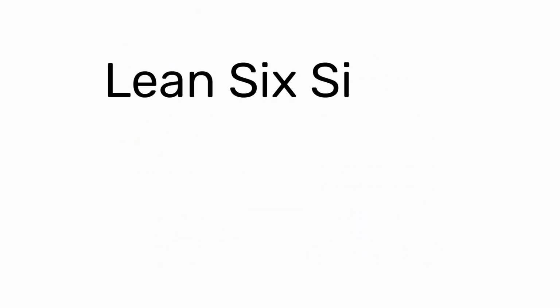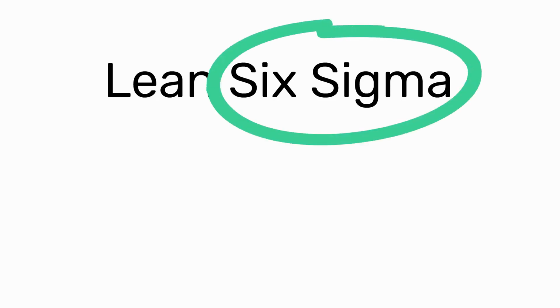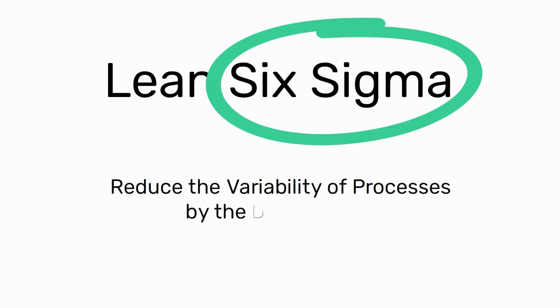Conclusions. The Lean Six Sigma method, therefore, consists of two parts. In this video, we have seen the Six Sigma, which aims to reduce the variability of processes through a cycle structured in five phases: Define, Measure, Analyze, Improve, and Control.